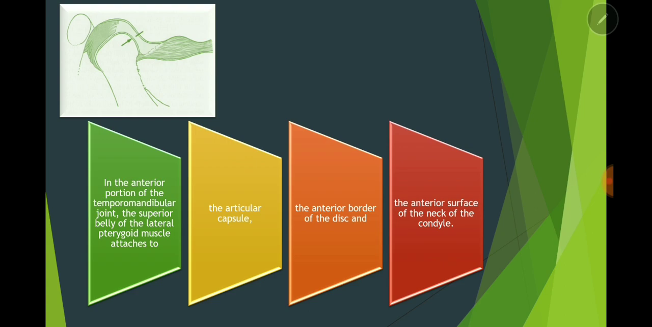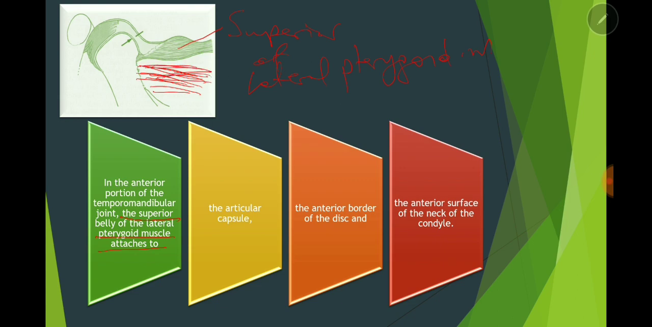The anterior portion of the temporomandibular joint has the superior belly of the lateral pterygoid muscle. This is the superior belly of the lateral pterygoid muscle, and the inferior belly is going to be attached here, on the neck of the condyle.